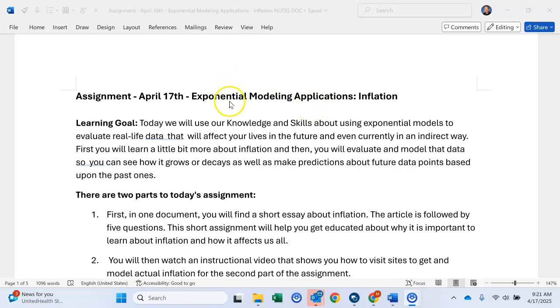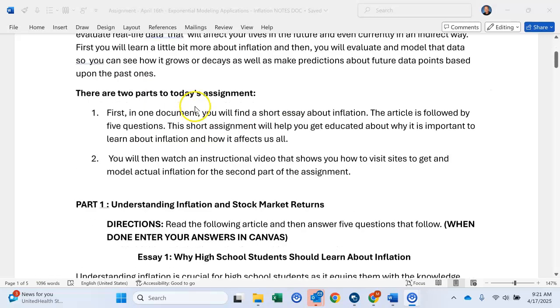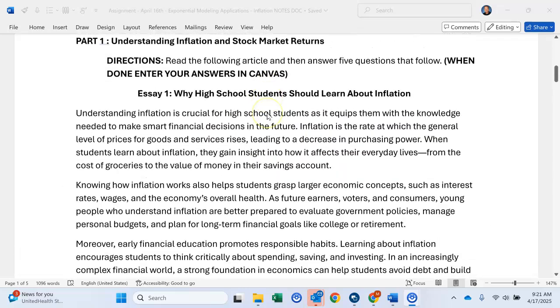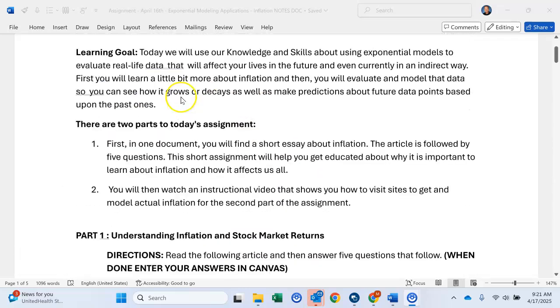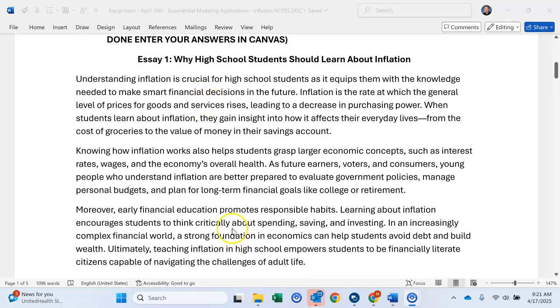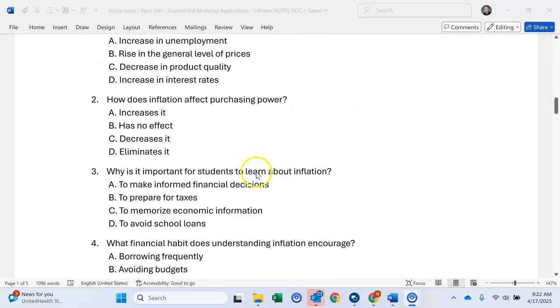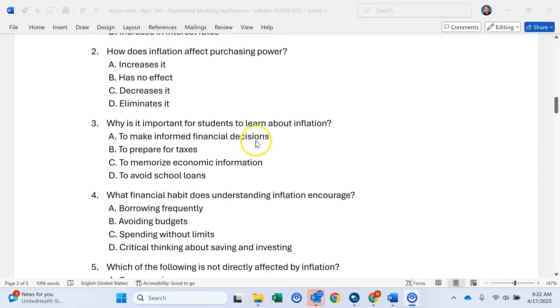Okay, hello. Today we are working on exponential modeling and applying it to real life inflation. The first thing is a quick reading passage. It's only about 2 or 3 paragraphs, but please go ahead and do the reading here, which you probably already have. And then there will be 5 multiple choice questions.